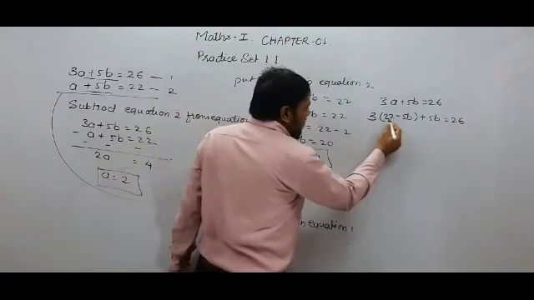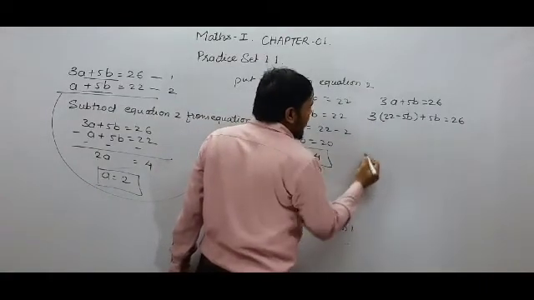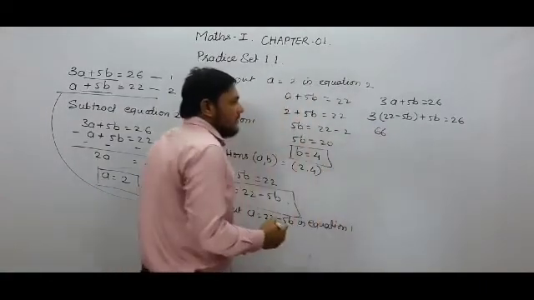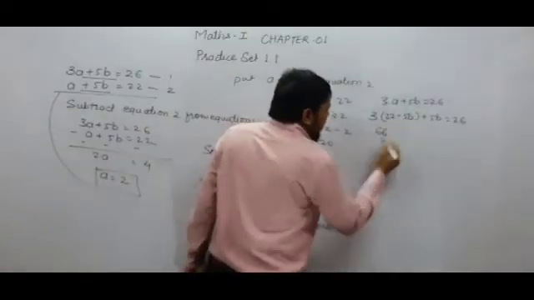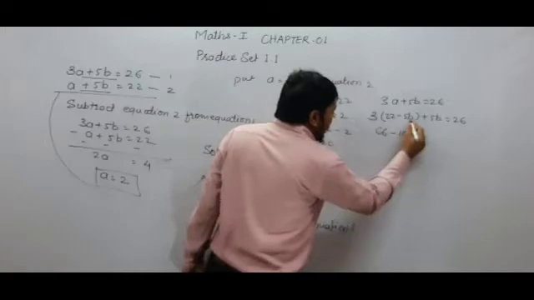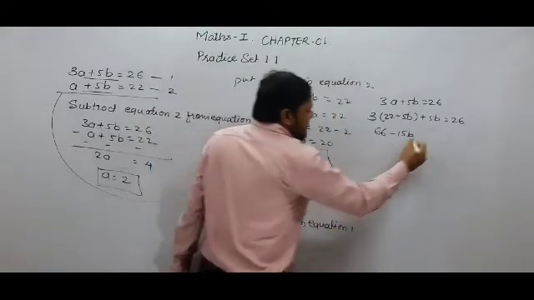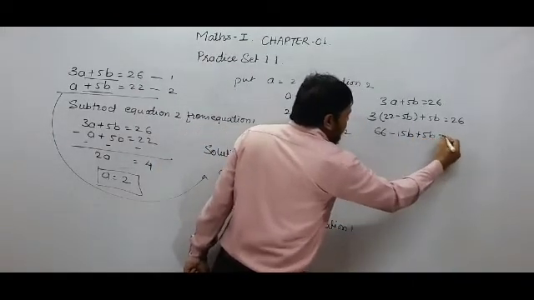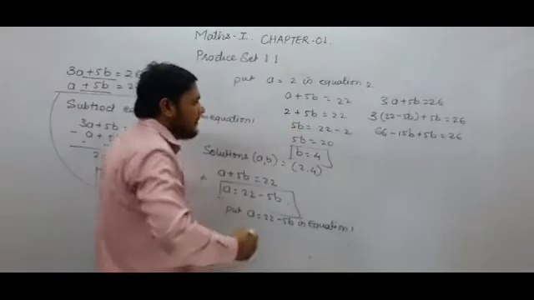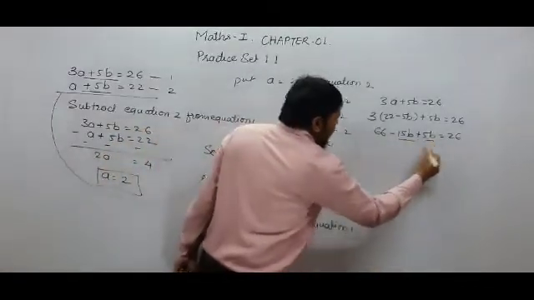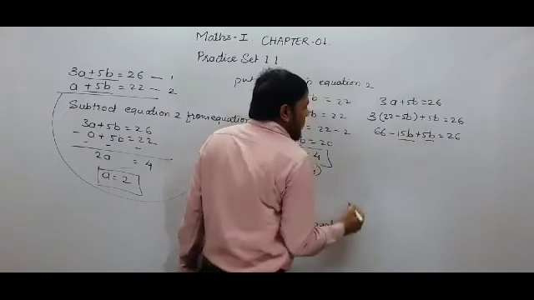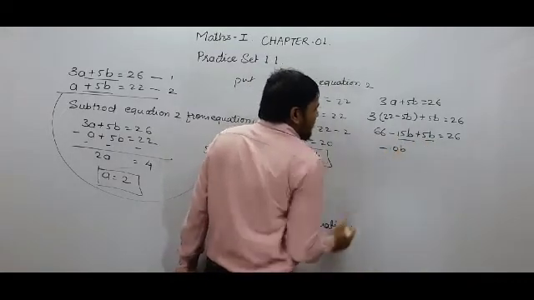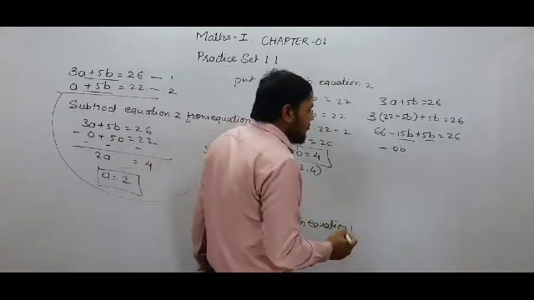So student, you know that 3 multiplied by 22 will be 66. And 3 multiplied by negative 5 will be minus 15b. And this positive 5b will be as it is, equal to 26. Student, these are the like terms here, so you can understand it. Negative 15b and positive 5b will be negative 10b. Subtraction and the sign of the greater number, that you have to use here.